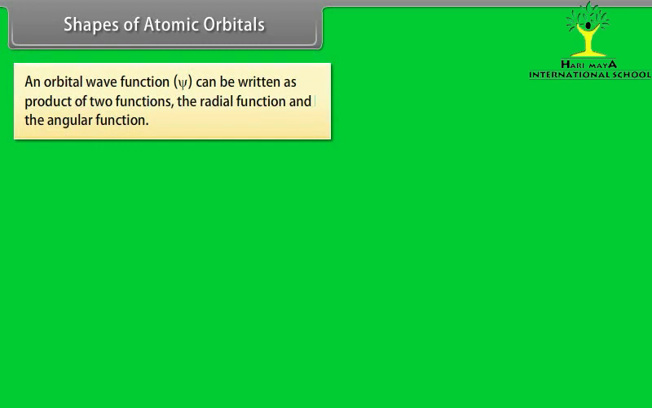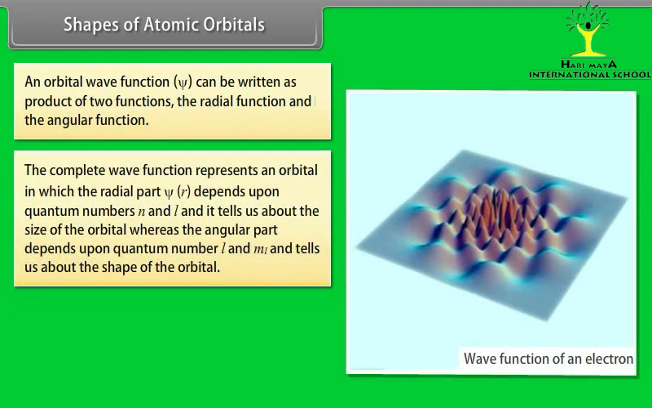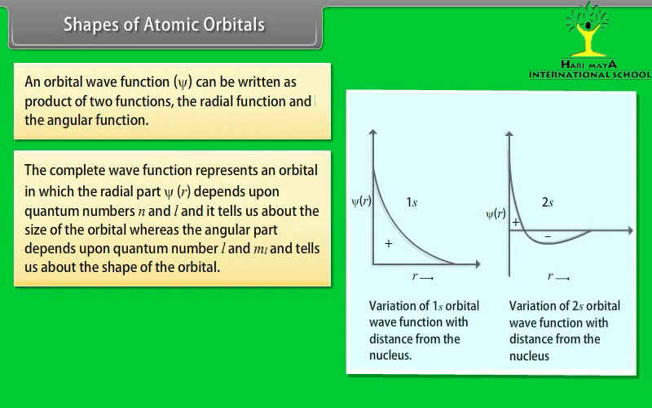Shapes of atomic orbitals. An orbital wave function psi can be written as a product of two functions, the radial function and the angular function. So, the complete wave function represents an orbital in which the radial part, psi r, depends upon quantum numbers n and l, and tells us about the size of the orbital, whereas the angular part depends upon quantum numbers l and ml and tells us about the shape of the orbital. The positive and negative signs indicate that the orbital wave function is positive or negative in a particular region.